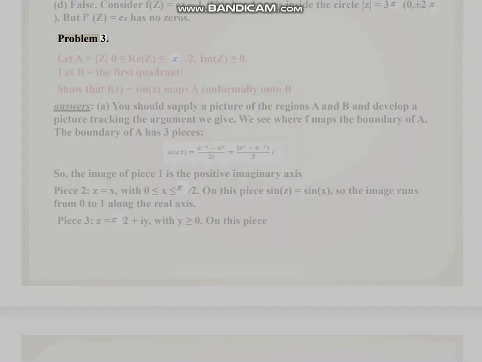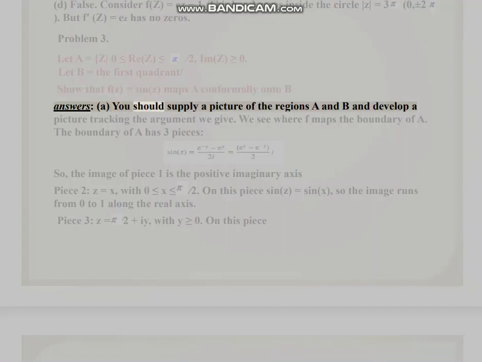Problem 3. Let A = {z : 0 ≤ Re(z) ≤ π/2, Im(z) ≥ 0}. Let B = the first quadrant. Show that f(z) = sin(z) maps A conformally onto B.